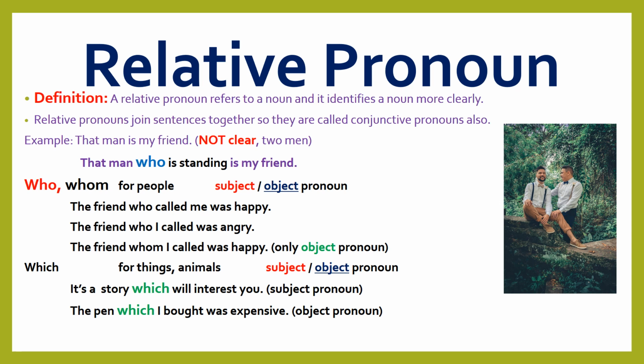The relative pronoun which is used for things and for animals, and this is used as a subject and as an object pronoun also. It's a story which will interest you. So here the pronoun which is used as a subject pronoun. In the second example, the pen which I bought was expensive. So here you are talking about the pen, and which is used in the sentence as an object pronoun.